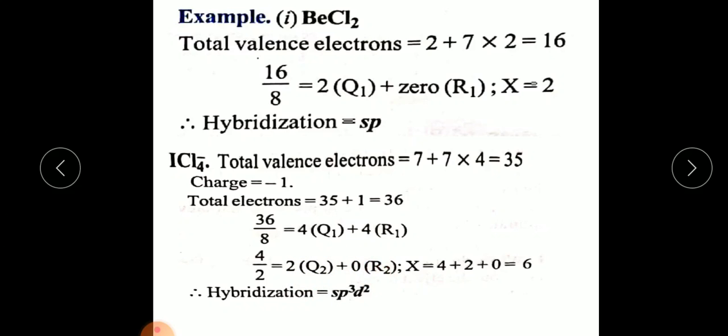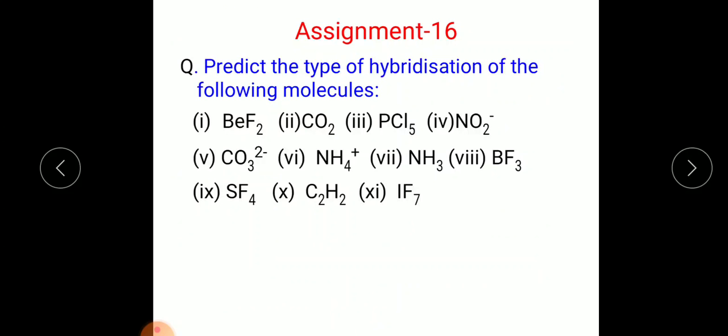Now we add Q1, Q2 and R2, because R1 has been further divided into Q2 and R2. So 4 plus 2 plus 0 comes to 6. Since the value of X is 6, the hybridization is sp3d2.